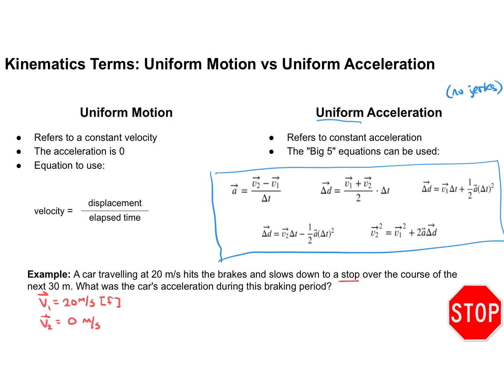Over the course of the next 30 meters. So what's measured in meters? Well, displacement is. Okay, so I'm going to list displacement. Delta D harpoon equals 30 meters. And I need a direction, so I'm going to be general and just say forward.